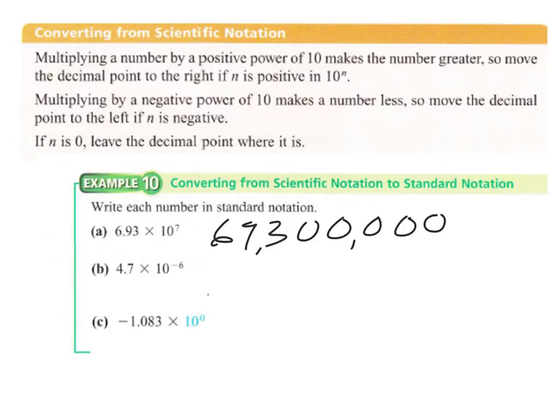For a number with a negative exponent, the negative exponent really just tells me how many zeros I have before my number, but that is including a proper 0 before the decimal point. So I just do 6 zeros, and then I have my 4, 7. Now the negative 1.083 times 10 to the 0 power, 10 to the 0 power is really just 1. So this is really just negative 1.083.